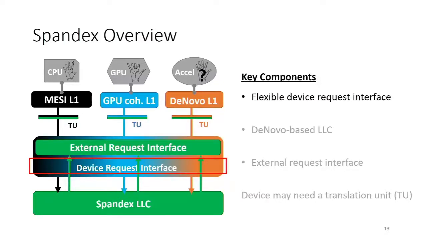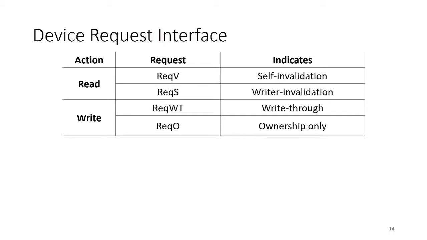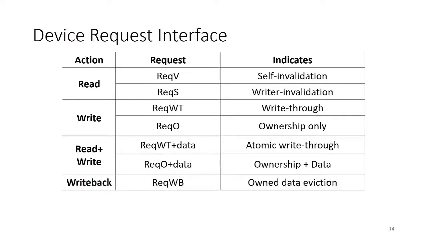All right, so let's start with the flexible device request interface. For read requests, Spandex has two different types of reads. One is a read that says it's going to take care of the invalidations itself, so it's read with self-invalidation. We also support read with writer-initiated invalidations. Writes can be write-through, or writes can be with ownership only. And then we support read-modify-writes. Again, you can have atomic write-through or atomic accesses that get ownership with data. Okay. Finally, you have write-back caches to do write-backs.